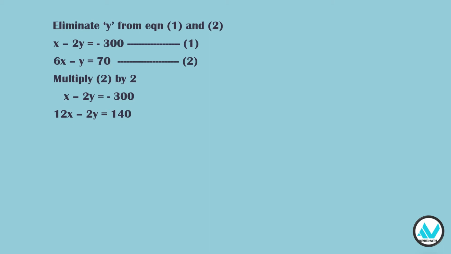Now since the signs are same, let me change the plus to minus, minus to plus, and plus to minus. So now here minus 2y and plus 2y gets cancelled. So I'm left with minus 11x equal to minus 440. So minus and minus gets cancelled on both sides. I'm left with x equal to 440 divided by 11, which gives me x equal to 40.